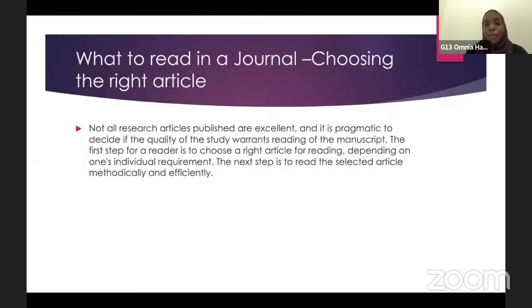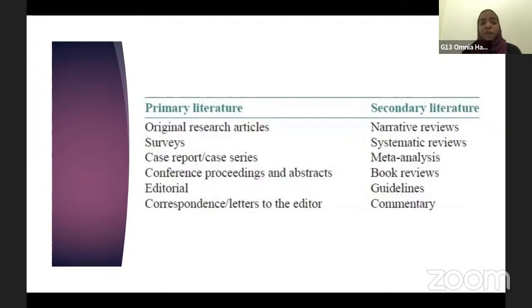So what we consider as primary literature, as I said, is the original research article, survey, case report, case series, conference proceedings and abstracts, editorial correspondence, and letters to the editor. The secondary literature is narrative review, systematic review, meta-analysis, guidelines, and commentary.